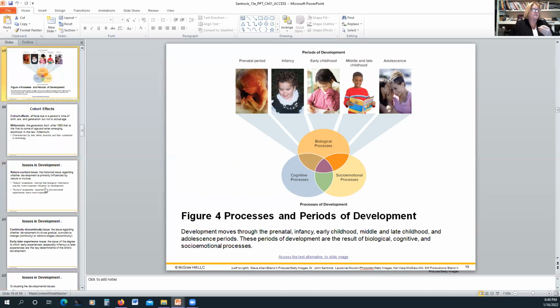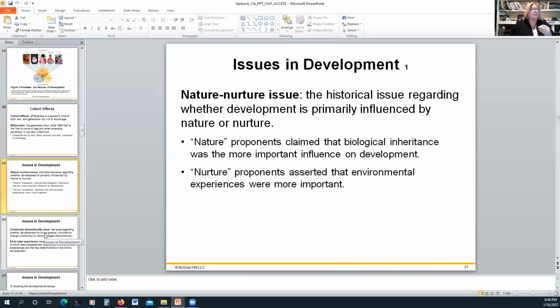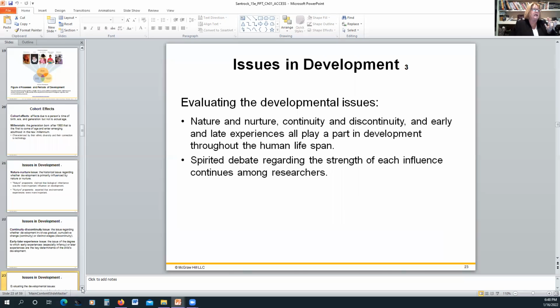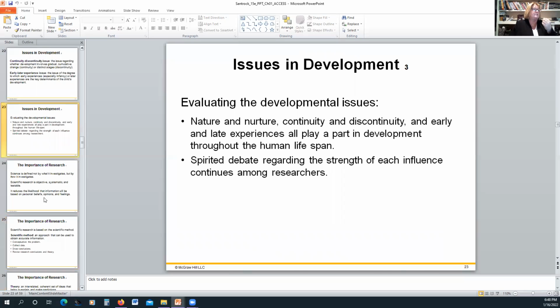There are other things in here about nature versus nurture. We look at continuity versus discontinuity. Continuity: is it a continuous development? Discontinuity: is it in distinct stages? Many of your theorists are going to talk about discontinuity, that their theories are discontinuous, that their theories are in stages.